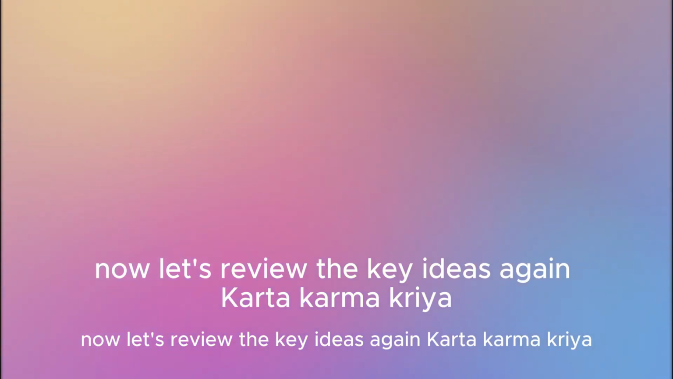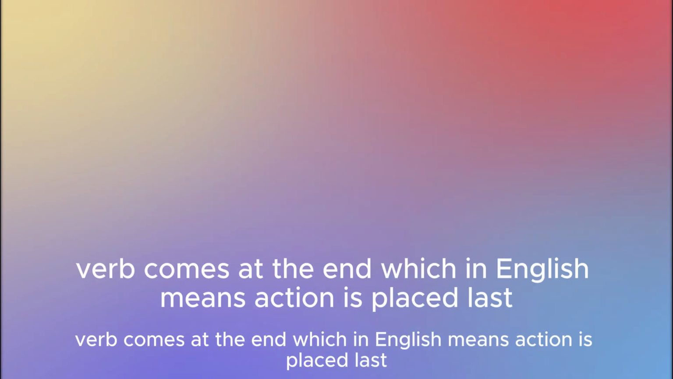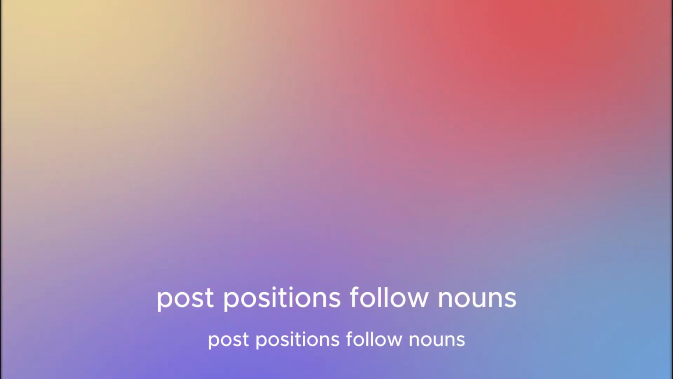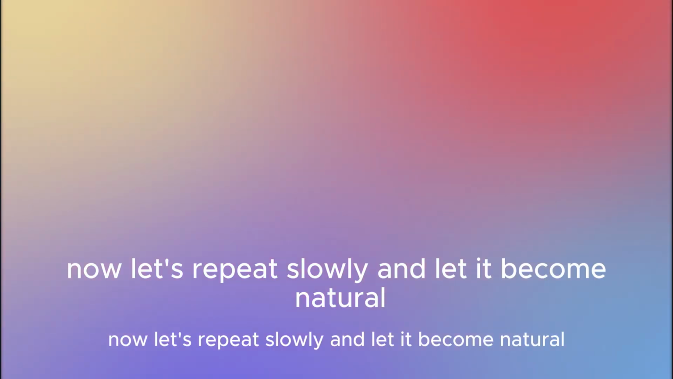Now, let's review the key ideas again. Karta, karma, kriya, which in English means subject, object, verb. Verb comes at the end, which in English means action is placed last. Verbs change with the subject, which in English means conjugation shows who is acting. Postpositions follow nouns, which in English means position words come after nouns. Now, let's repeat slowly and let it become natural.